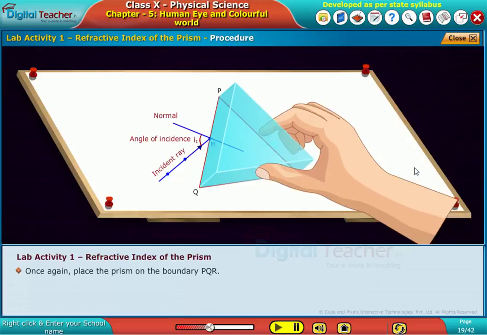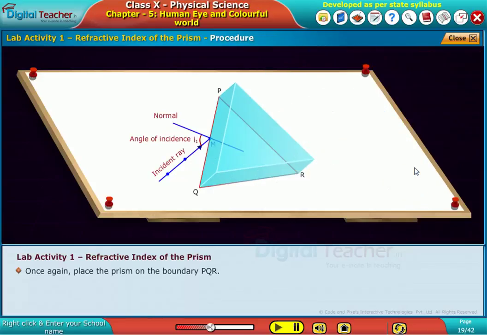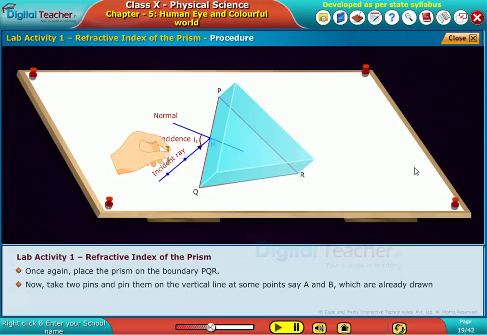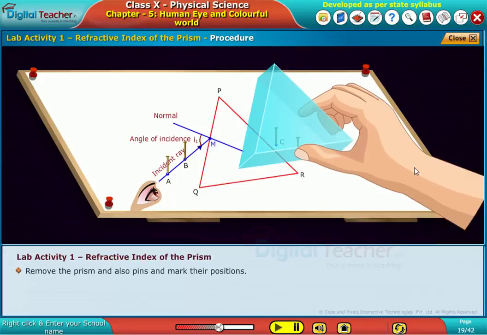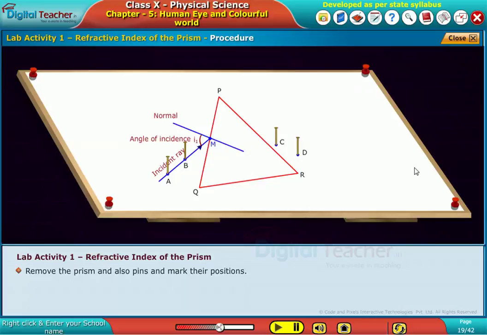Once again, place the prism on the boundary PQR. Now take two pins and pin them on the vertical line at some points, say A and B, which are already drawn. Looking to the other side, fix two more points, say C and D, in such a way that all the four pins appear to be in same line. Remove the prism and also pins and mark their positions.